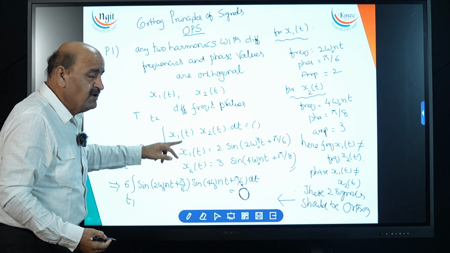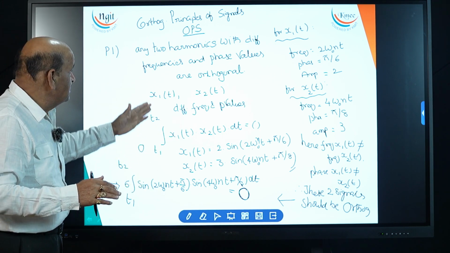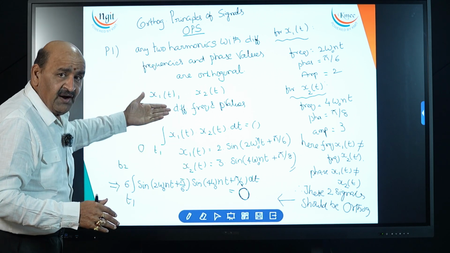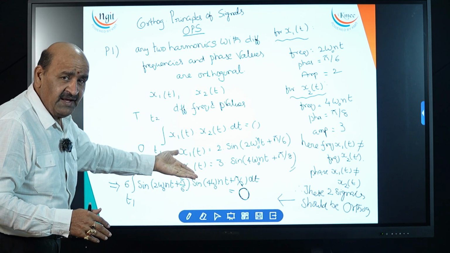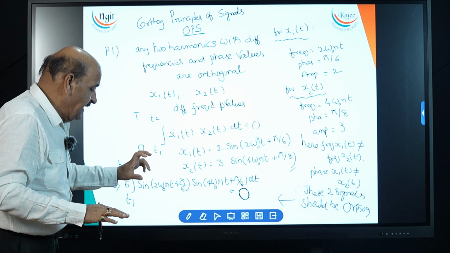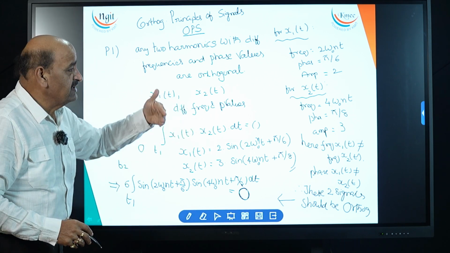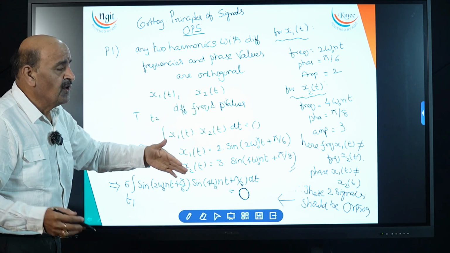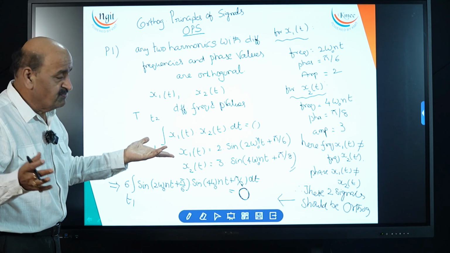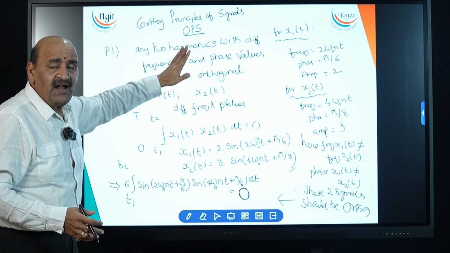So if any two signals are given, to check whether these two are orthogonal or not, by what process did we do it here? We didn't make any calculation. We just categorized what is the frequency of this signal and this signal, what is the phase value of this signal, and what is the amplitude. But amplitude cannot be a parameter. The main parameters of this calculation are only frequencies and phase values.